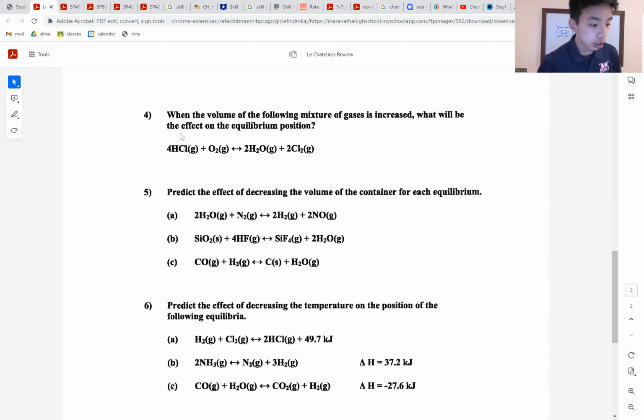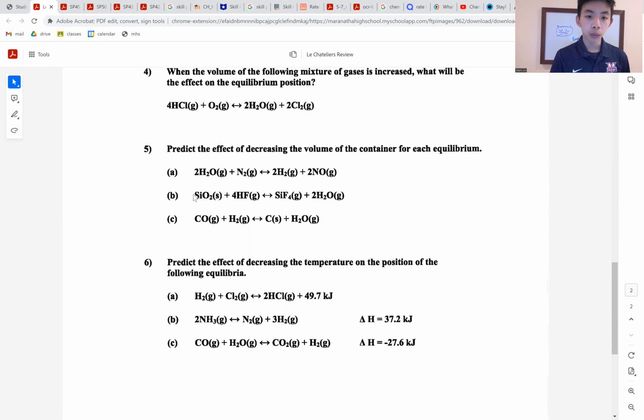All right, so number 5. Predict the effect of decreasing the volume of the container for each equilibrium. All right, so for A, decreasing the volume, if we decrease the volume, it will go to the side with less moles of gas. So for A, there's 2 plus 1, that's 3. 2 plus 2 is 4. So go to the side with less moles. So it'll be to the reactant side, reverse.